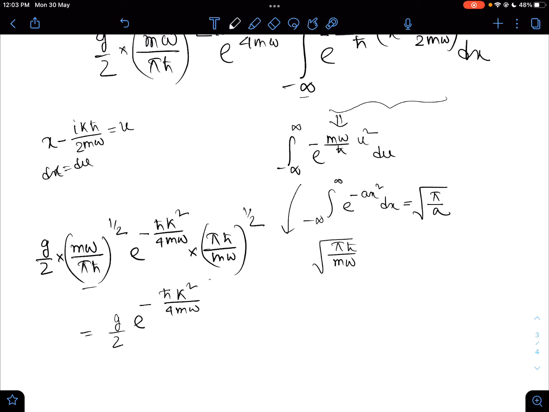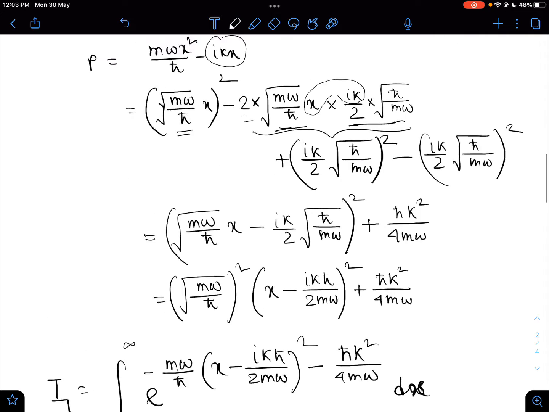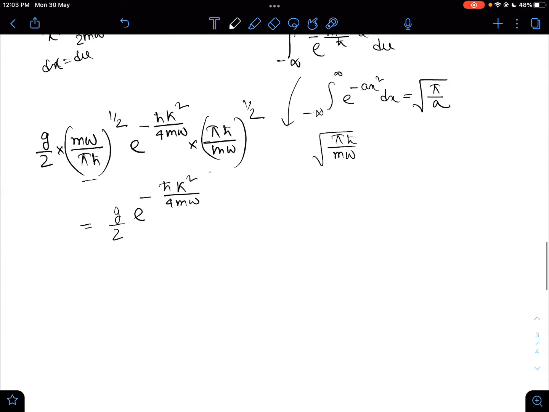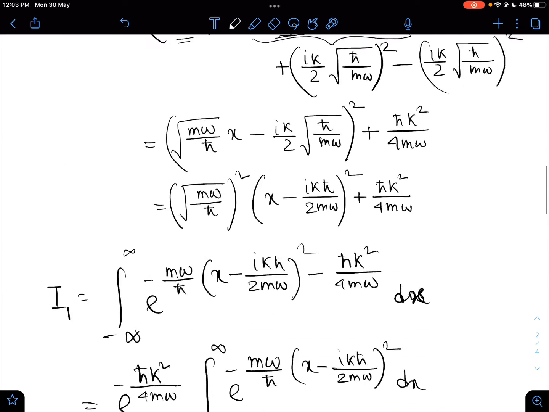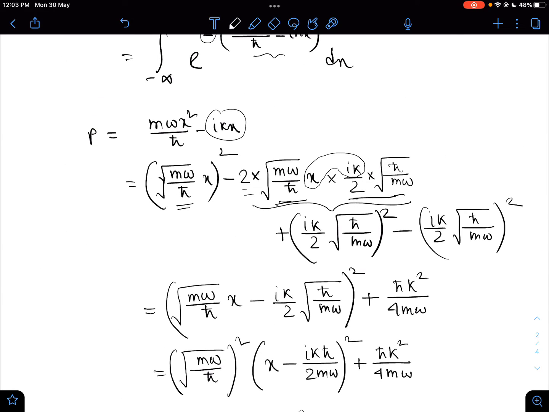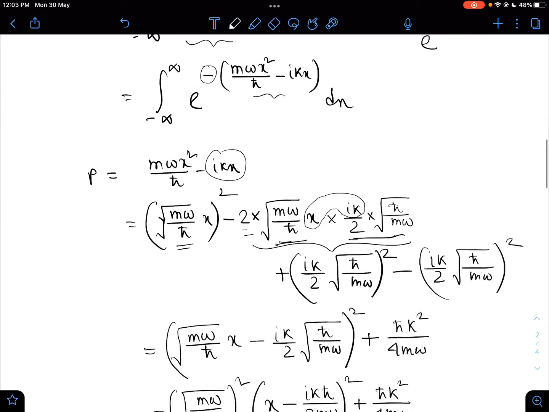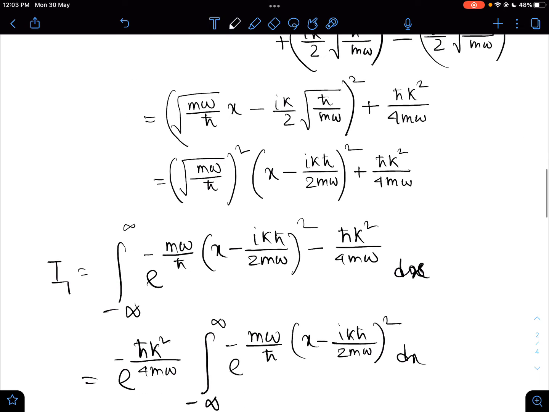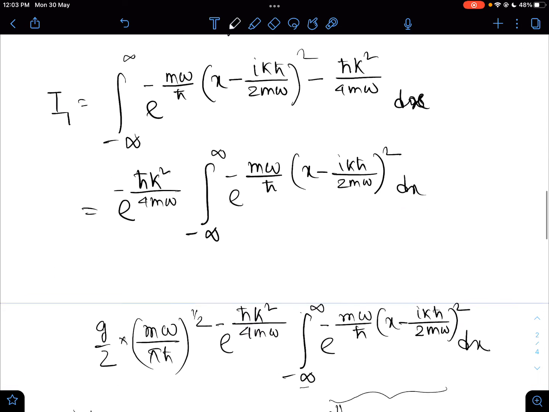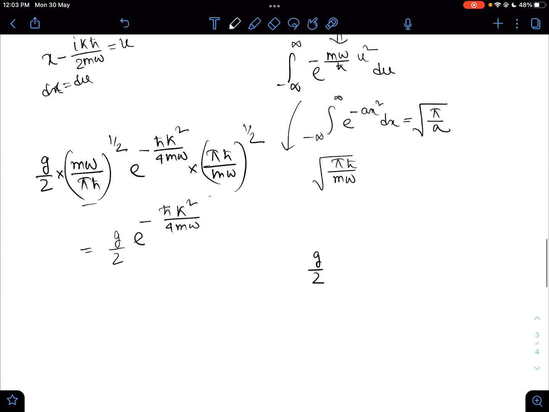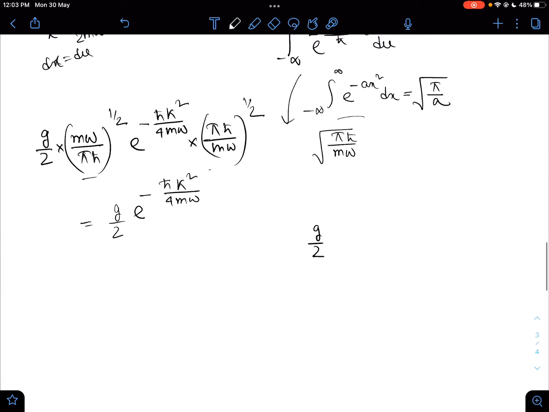Similarly, if we do the calculation for the second term, that I2 term, in the same manner, we will get g by 2. You can do this easily, the trick is the same. There we will have a plus here, so do this plus minus sign carefully. Following the similar procedure and similar formula, we will get g by 2 e to the power ħk² by 4mω.